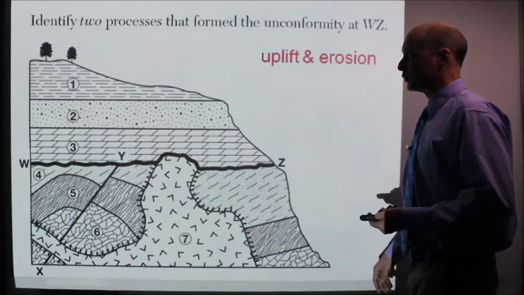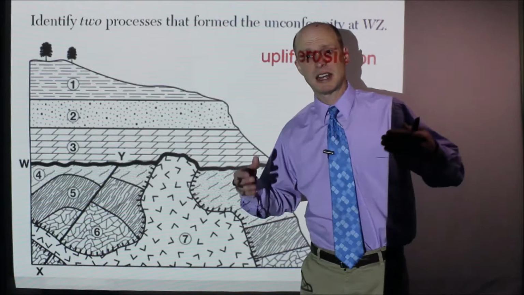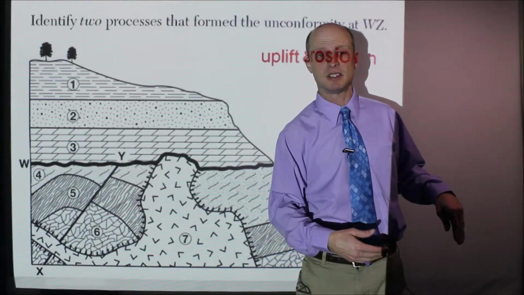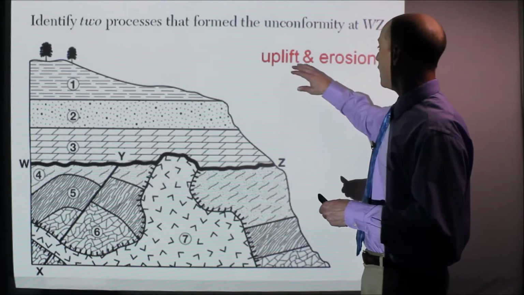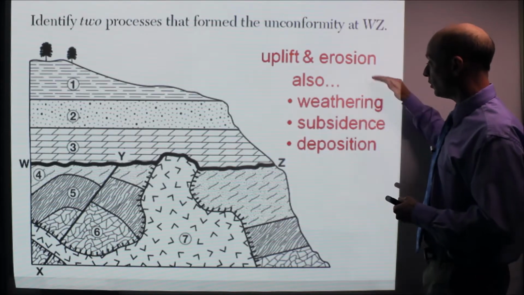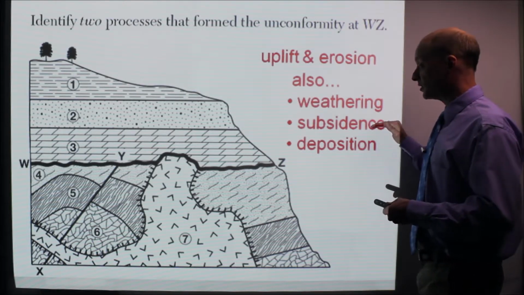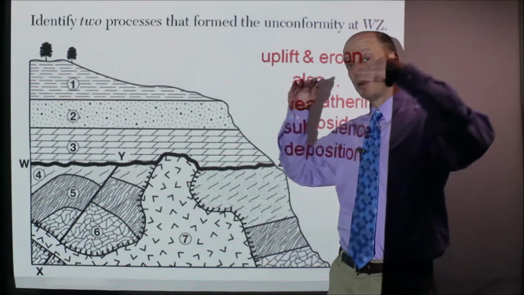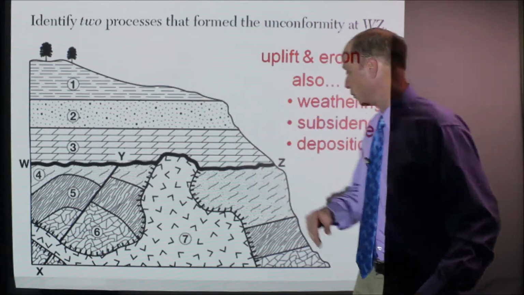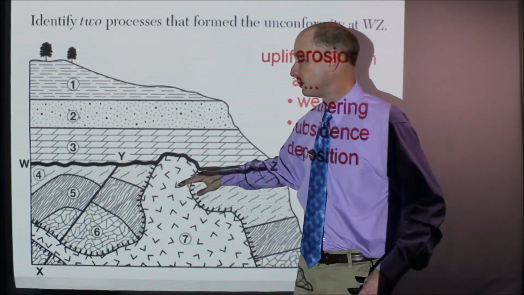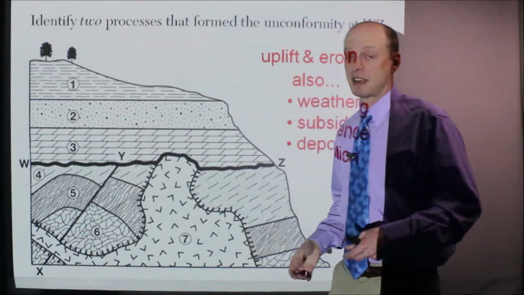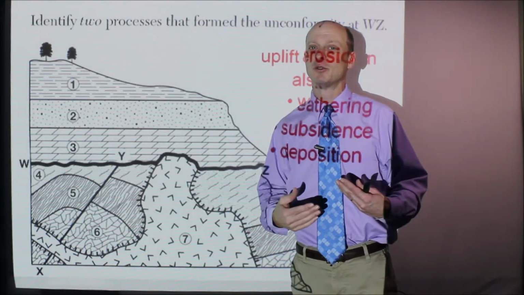The first ones that jump to mind are usually uplift and erosion, because it had to be uplifted above sea level. That's where erosion occurs. Underneath sea level, you have deposition. And uplift and then erosion, that is key. Other answers that would work, also weathering, subsidence, which means once it's above the surface, going back down below sea level so that these can be deposited on top. That word works. And deposition of sediment as well, which would be these layers 3, 2, and 1. So those are other answers straight from the answer key of what terms would be accepted.